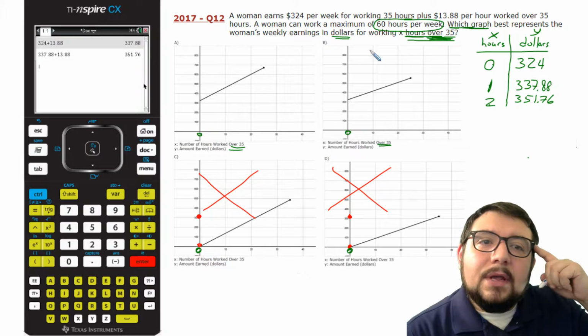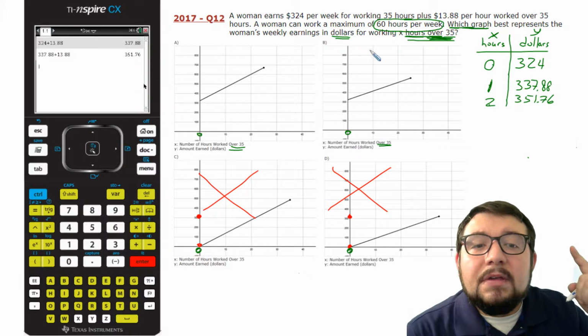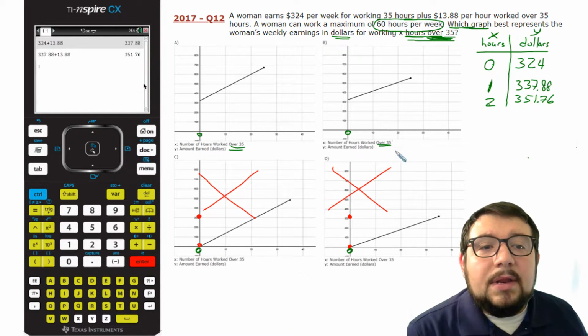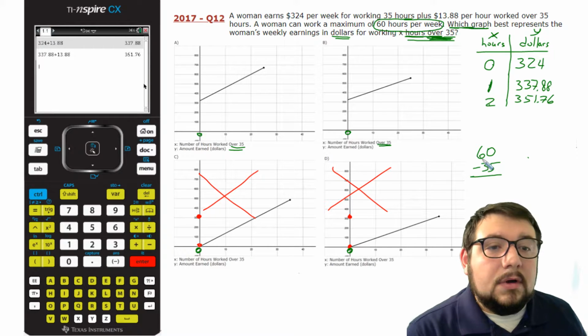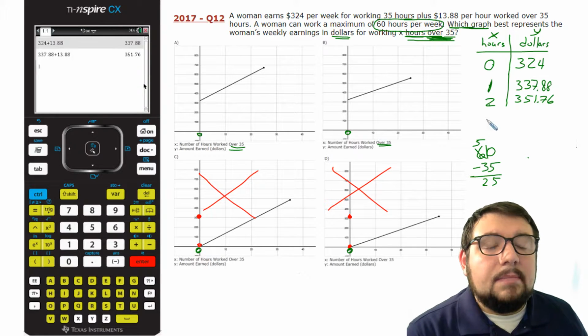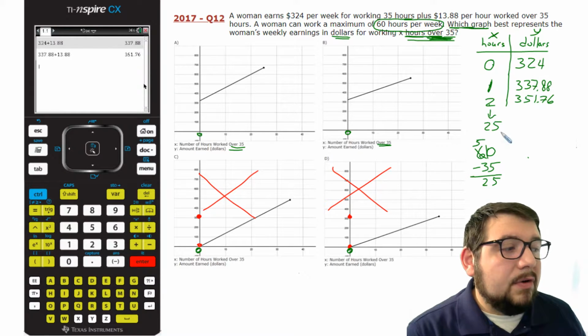But now we have to remember again, how many hours over 35 is that? Well, let's see, 60. How far over 35 is that? Well, we do the subtraction, and we realize that the maximum she can work is 25 hours of overtime, over 35 hours.